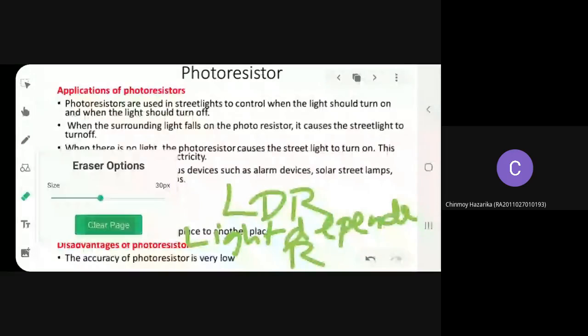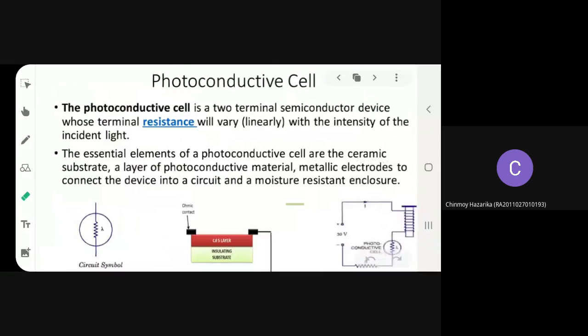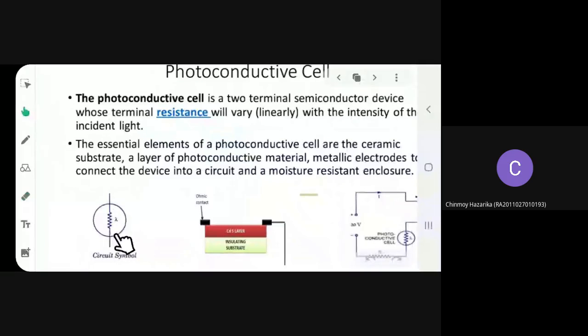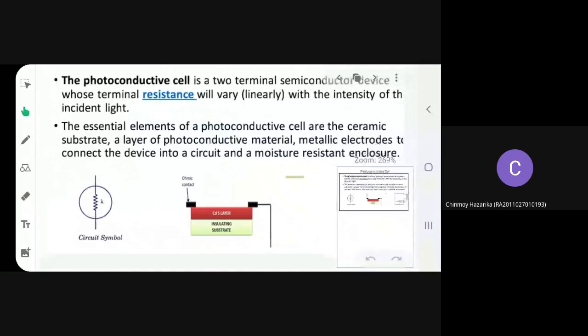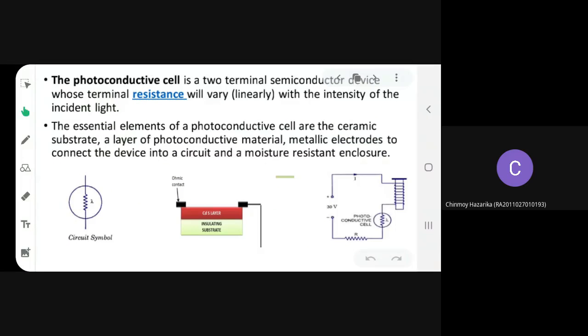Now we have discussed the photoresistor. Next we will discuss the photoconductive cell. The earlier device was the photoresistor, now it is the photoconductive cell. This is the circuit symbol for your photoconductive cell. If you see the construction, again you will have an insulating substrate, then a metallic electrode and photoconductive material, and these two terminal contacts will connect it to the application that you want to activate. This is one of the applications of that photoconductive cell, where you will be activating a relay. So what is a relay actually?